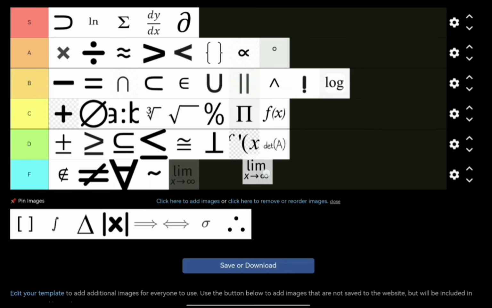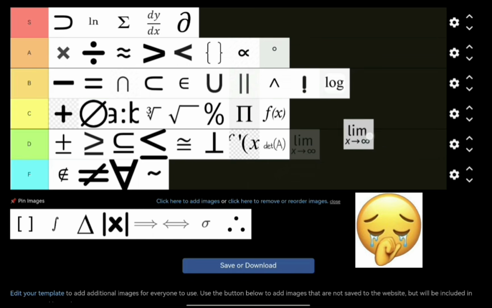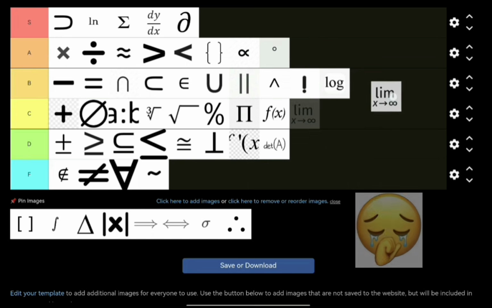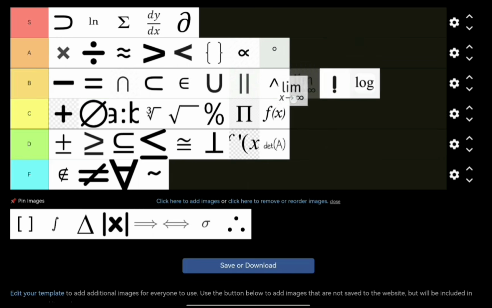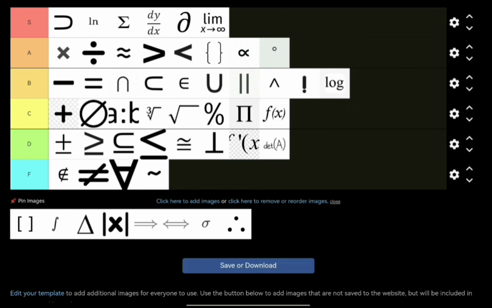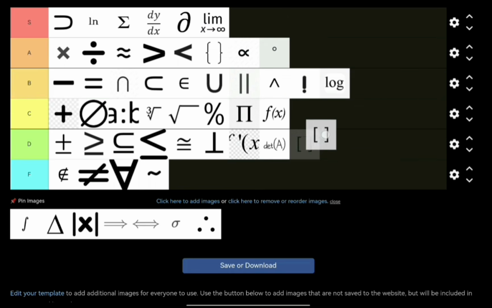Limit, I mean, she'll test your limits. Haha, get it? Testing your limit. Sometimes she does not exist. You know what? A limit is pretty cool. I'll say S tier.